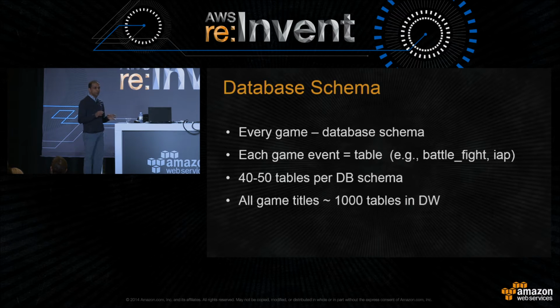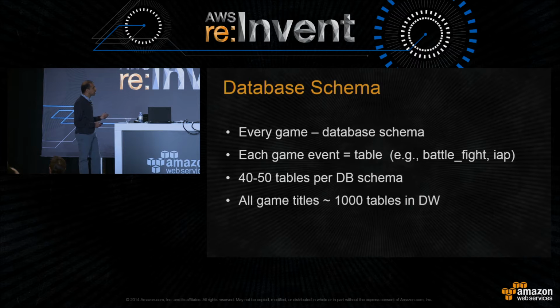There are about 40 to 50 tables or events that are generated for each game. Roughly, if you have about 20 different titles, it comes down to 1,000 tables within your data warehouse. As we add more game titles, that's only going to increase. So that's the kind of database schema.